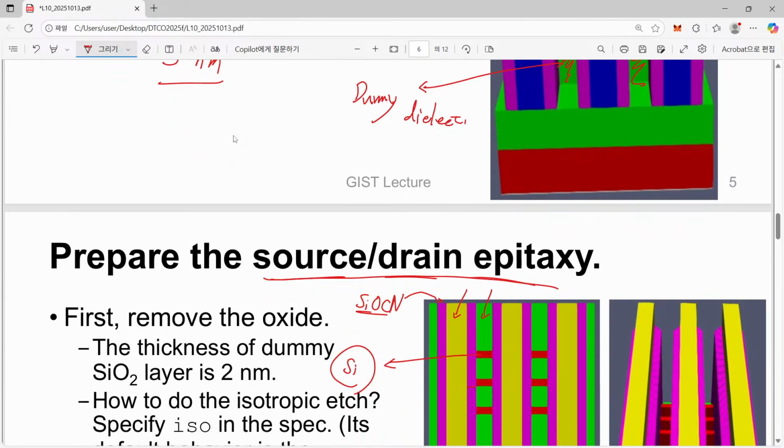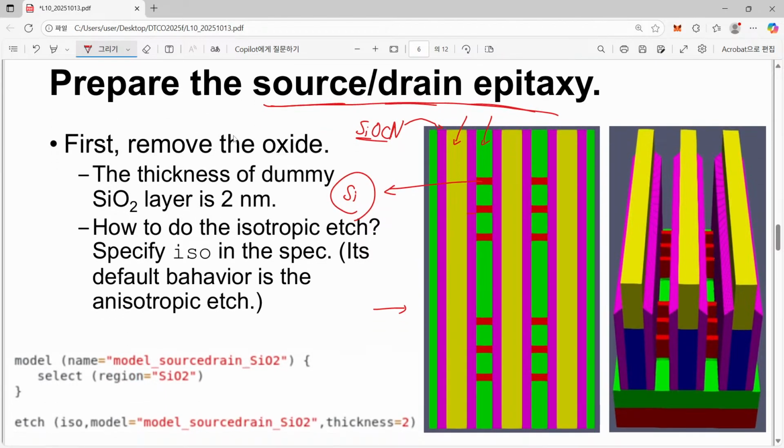So in order to make another exposure, we have to remove this oxide without any patterning. In this case, because this one is silicon nitride, and this is also silicon oxynitride, we can have sufficient selectivity between this one and silicon dioxide, and just remove the oxide.